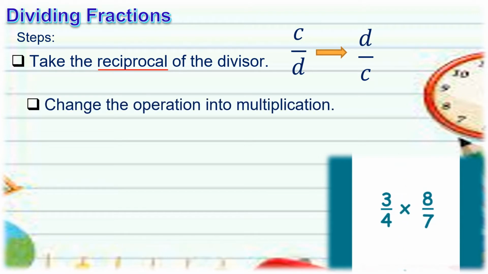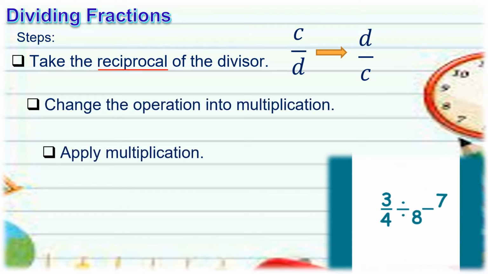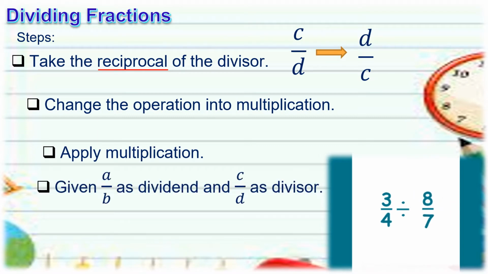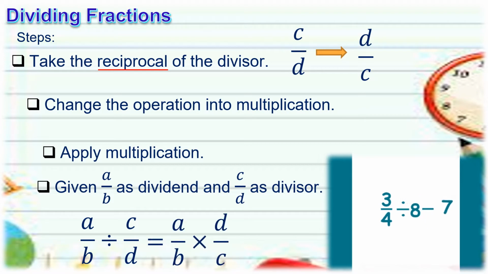Next, change the operation into multiplication. Then apply multiplication. So given that A over B is the dividend and C over D is the divisor, we are going to have A over B divided by C over D. It is equal to copy A over B, your dividend, and then get the reciprocal of the divisor, which is D over C, and then proceed to multiplication. So it would be equal to A over B times D over C.